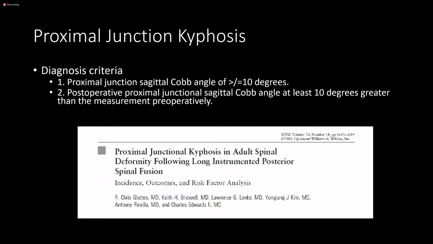To make a diagnosis of PJK, you have to have 2 criteria. Number 1, the proximal junctional sagittal Cobb angle needs to be at least 10 degrees. Number 2, the postoperative proximal junctional sagittal Cobb angle should be at least 10 degrees greater than the preoperative one.